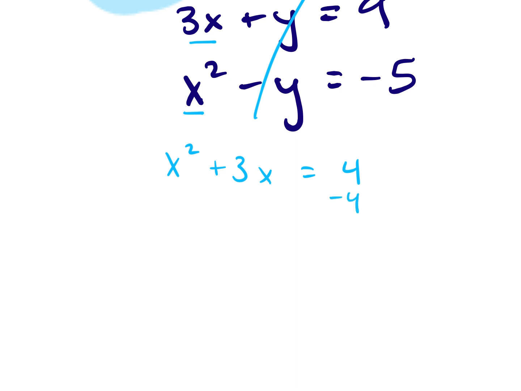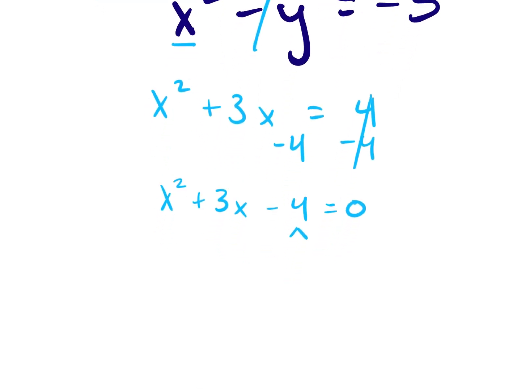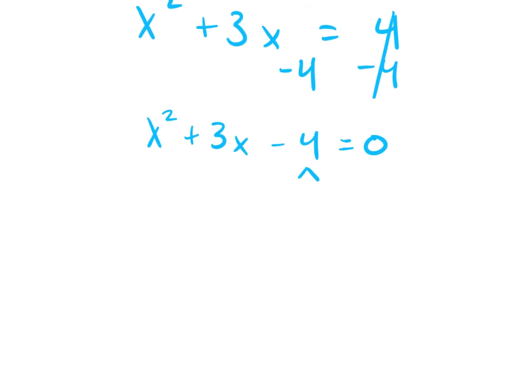Put the 4 on the other side, so we're going to subtract 4. So x squared plus 3x minus 4 is equal to 0. What are two factors of negative 4 that add to 3? 4 and negative 1. So we have x plus 4 and x minus 1 is equal to 0. What do we do next?